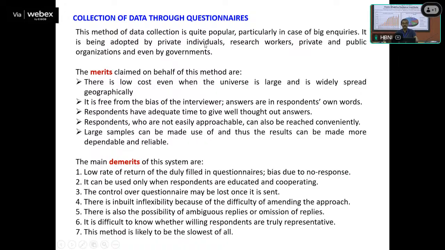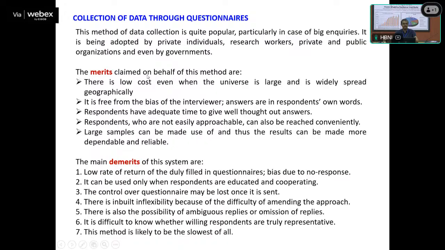It is being adopted by private individuals, research workers, private and public organizations, and even by governments. Governments collect a lot of data through questionnaires because proper primary data collection is required from the groundwork. Only then can it be researched or analyzed and changes implemented to whatever variables we are concerned with. So there are certain merits of this type of data collection.